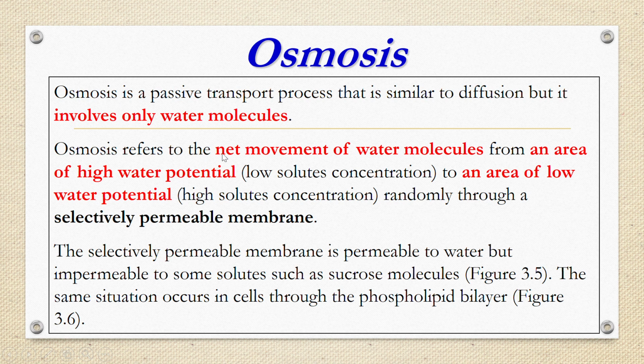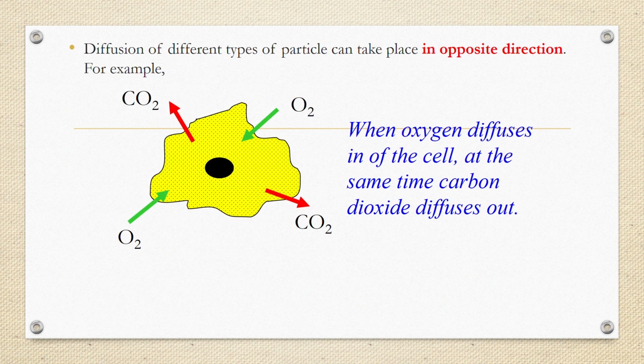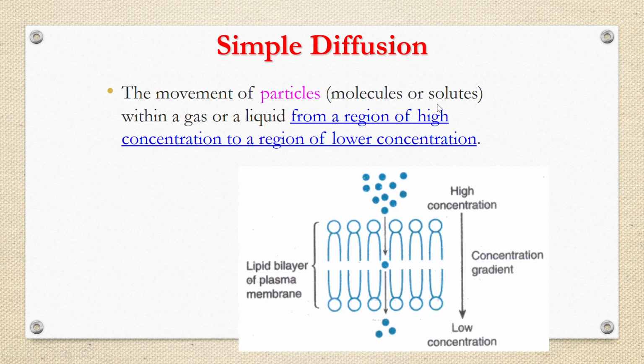Osmosis refers to the net movement of water molecules from an area or region with high water potential to an area of low water potential randomly. Don't forget, you need to add in the fact that it is through a selectively permeable membrane. Just now, when we discussed simple diffusion, we did not actually mention the plasma membrane, the selectively permeable membrane.